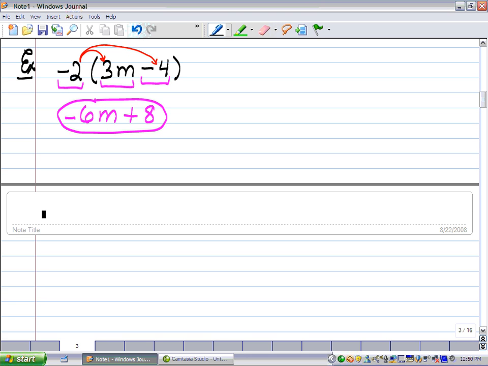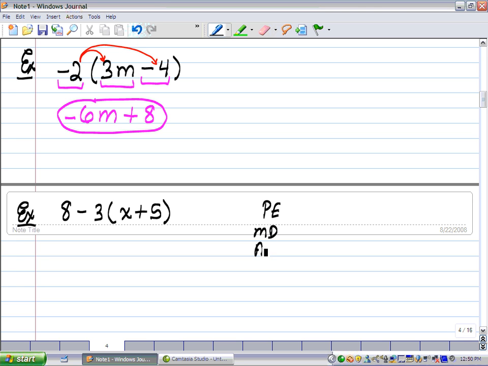Alright, so now I have another example. We've got to be careful that we only distribute on the ones that are inside parentheses. So remember our Please Excuse My Dear Aunt Sally, that multiplication comes before addition and subtraction, and distribution is a special form of multiplication. So I cannot do the 8 minus 3 first. I have to distribute the negative 3 first. The negative 3 is the term. So this 8 is just going to sit in the front.